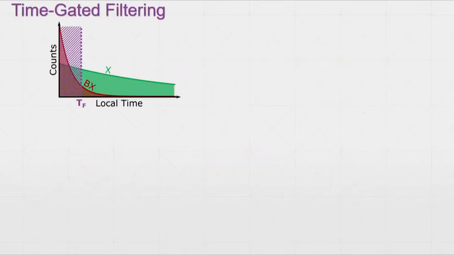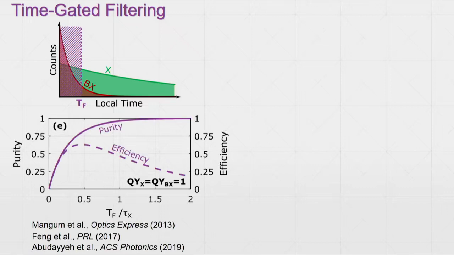So the easiest and most natural way is just to apply a time gate filter. You have this filter, and your bi-exciton lifetime is shorter than the exciton lifetime. Apply this filter, and throw out whatever comes before it. This is relatively simple, but if you plug in the numbers, you find that there's a significant trade-off between purity and efficiency, especially if the bi-exciton and exciton quantum yields are high. In this case, if you want higher and higher purity, you'll have to give up more and more efficiency.